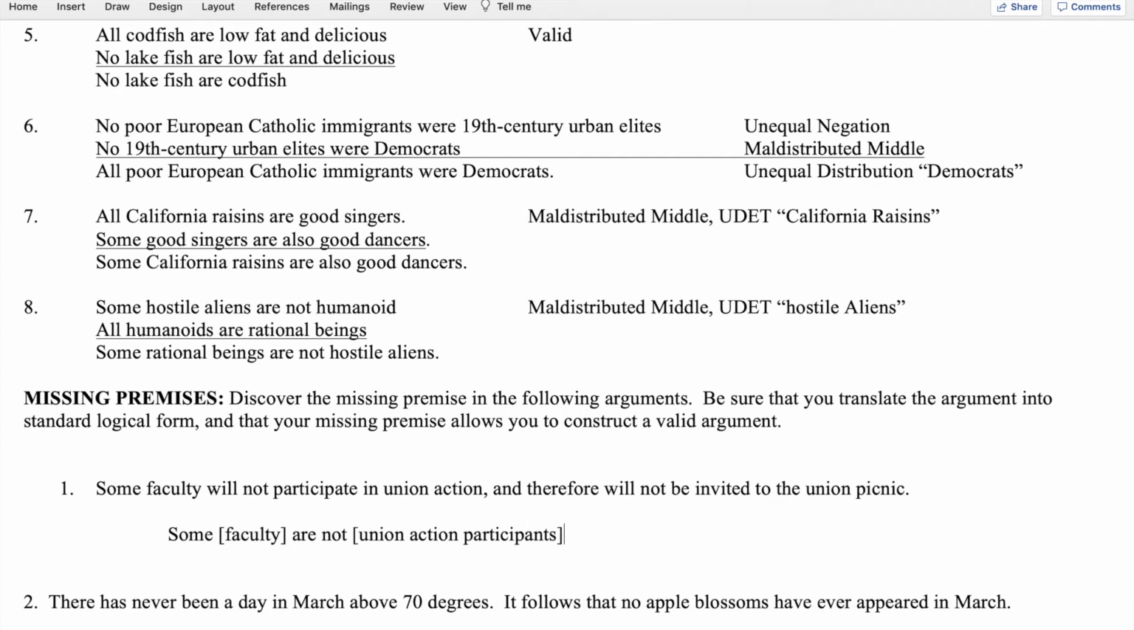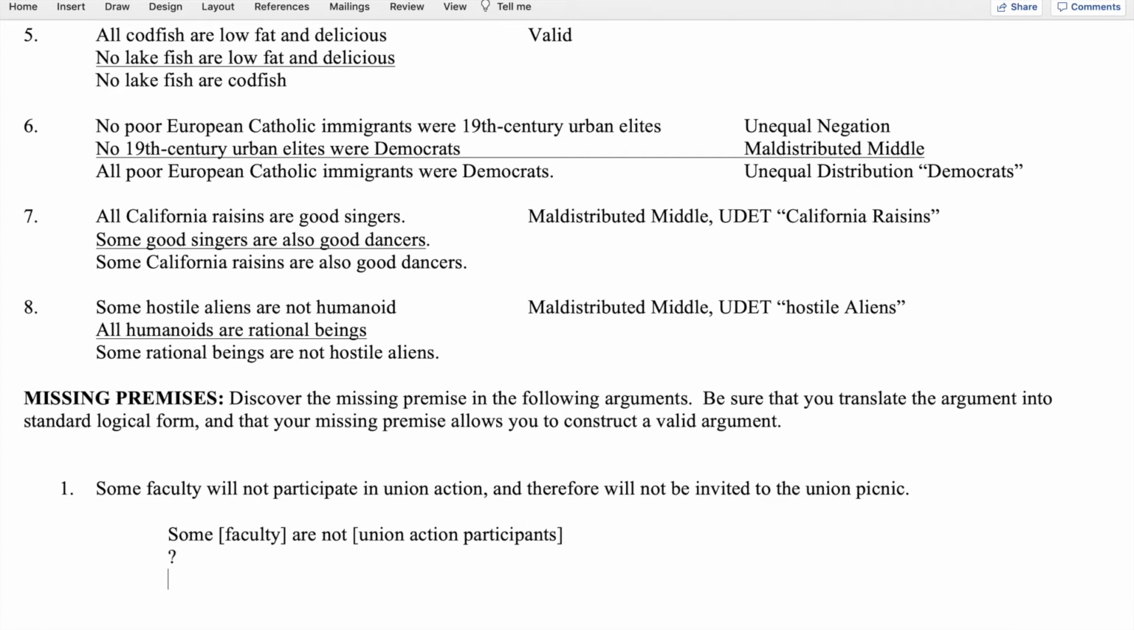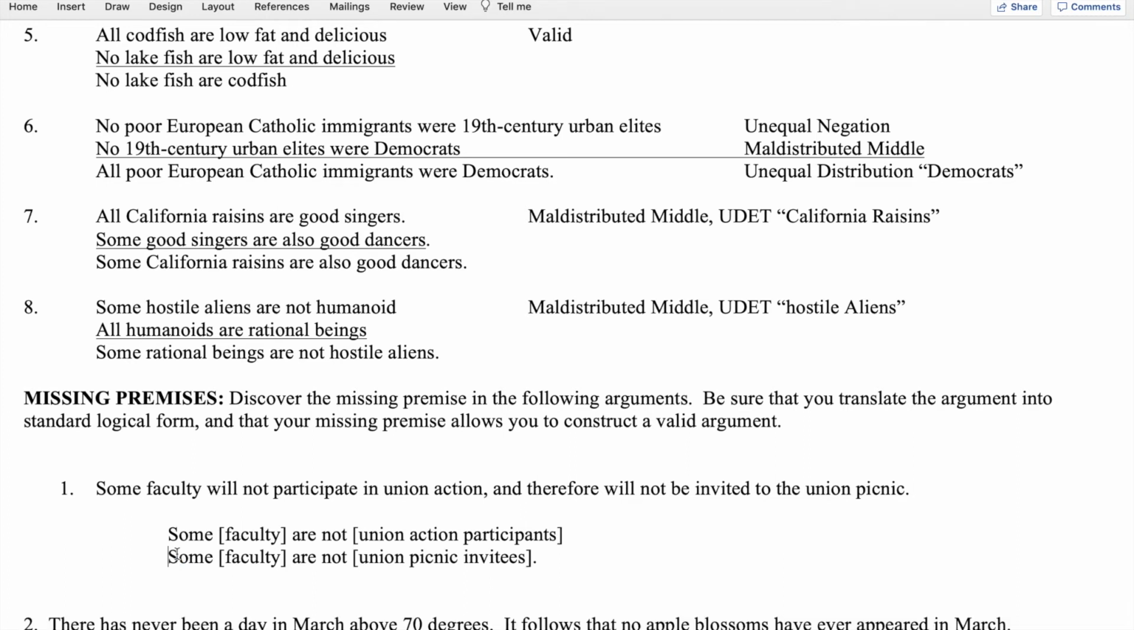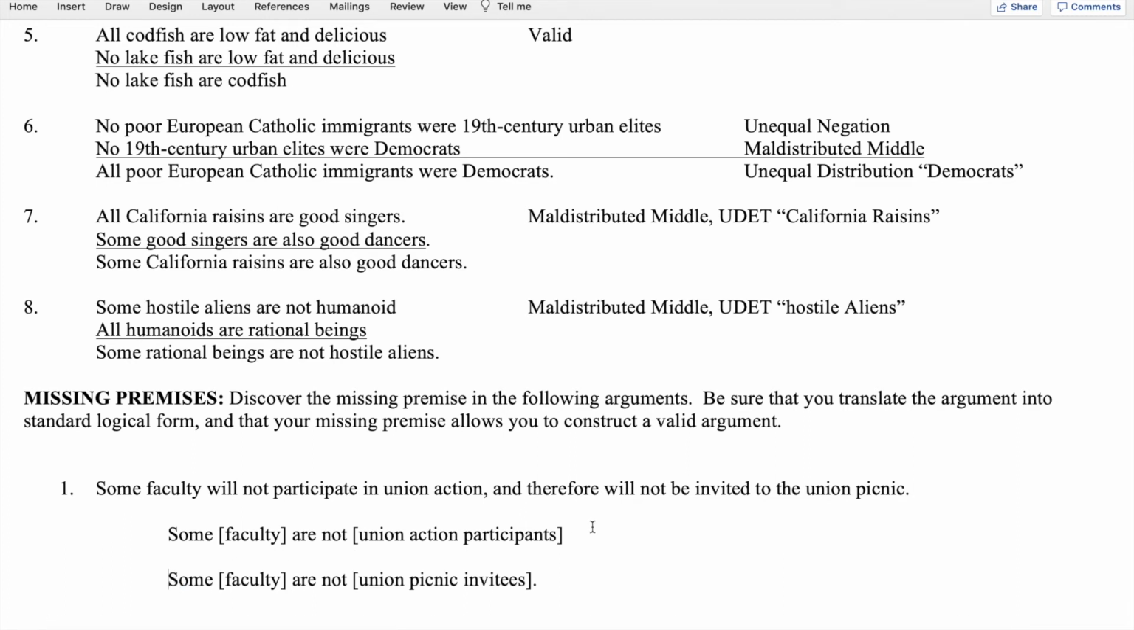So that's the given premise, and we don't know what the missing premise is yet, but then we have a conclusion, will not be invited to the union picnic. Who will not? Well, the same faculty we're talking about. So some faculty are not, and we'll call that union picnic invitees. Okay. So now the question is, what's that missing premise? What goes in the middle here to connect the first premise or given premise to the conclusion that we've generated?